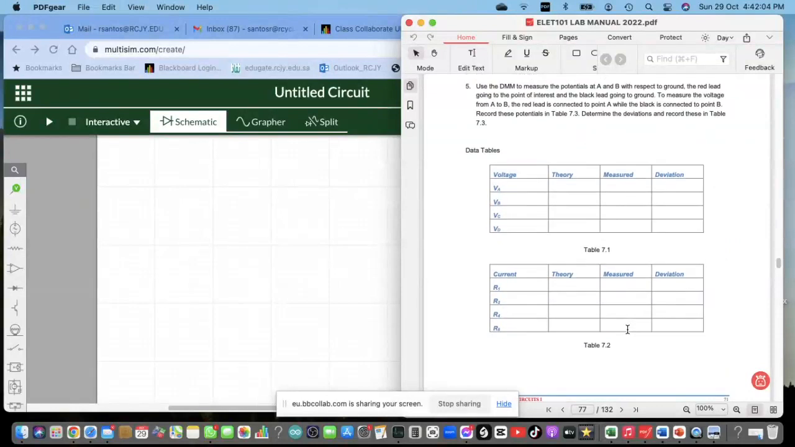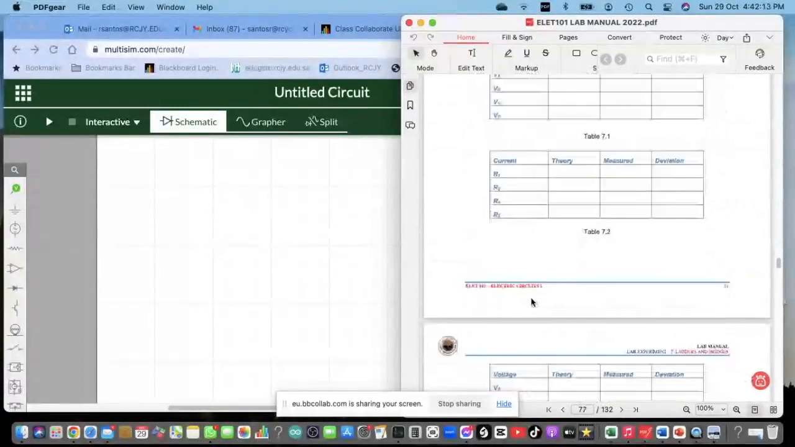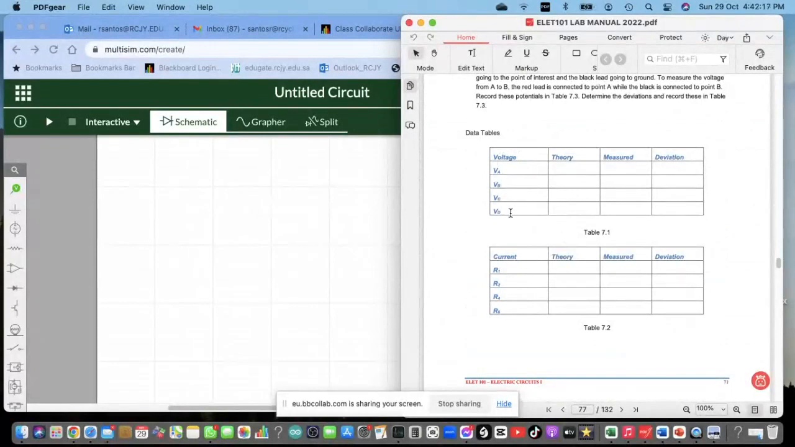Okay. Now, let's start by constructing. What I will do now is construct a circuit using Multisim to get the values of VA, VB, VC, VD, as well as the currents through R1, R2, R4, and R6. This is what is needed to complete this table. Since this is a simulation, the data coming from the simulation can be written in the measured values.